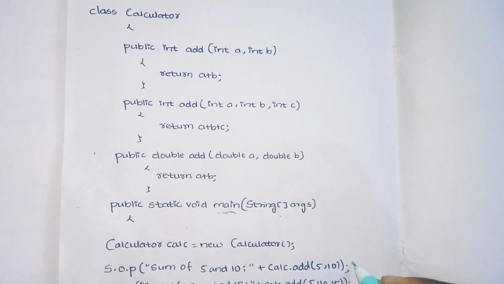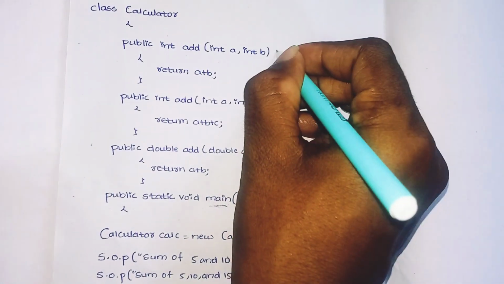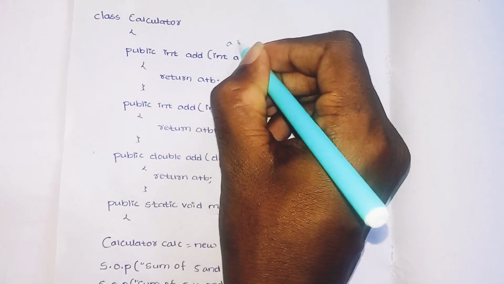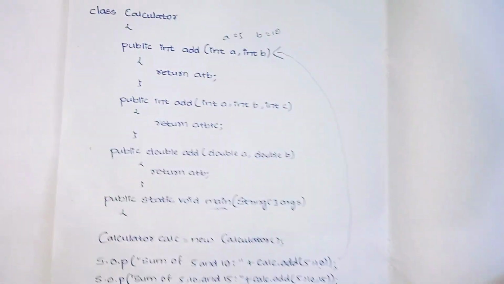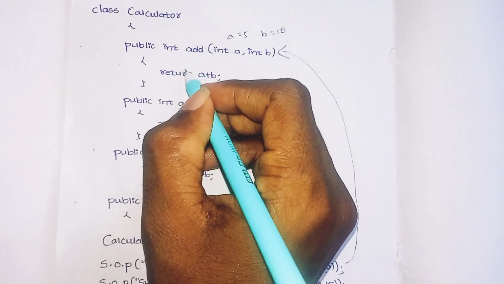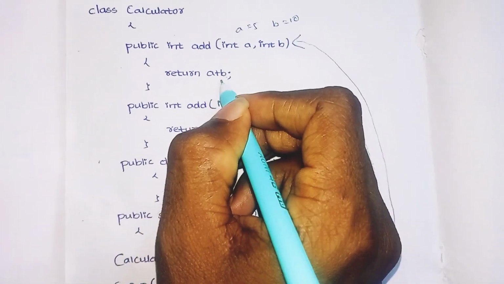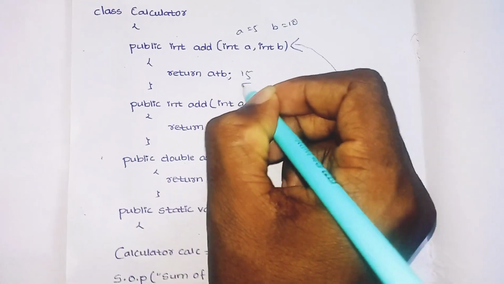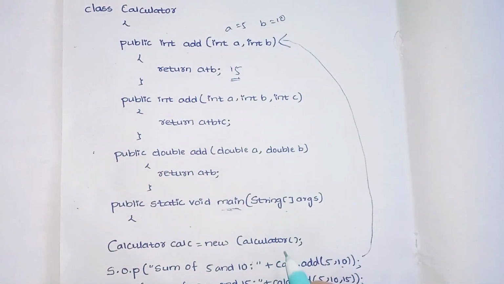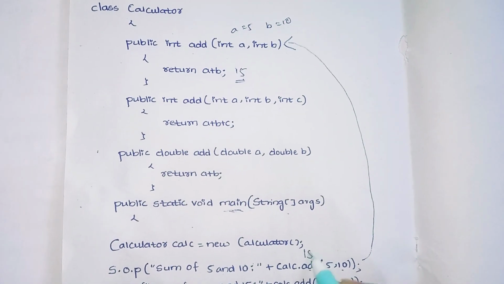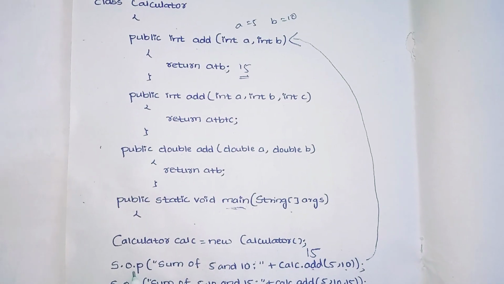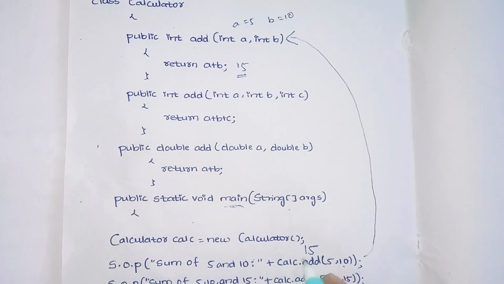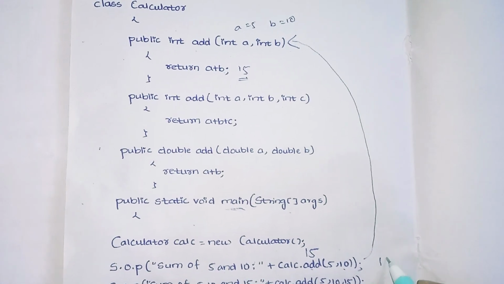So it will move to here and the arguments 5, 10 will be passed to a, b. So a equals 5, b equals 10. Now it will execute this block, that is return a plus b. The a value is 5, b value is 10, so 5 plus 10 is 15. It will return 15 to the place where the method is actually called. Now we print System.out.println sum of 5 and 10. So it gives you output as 15.